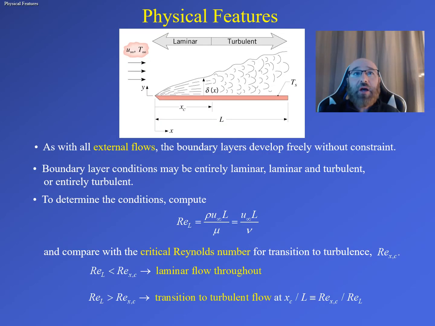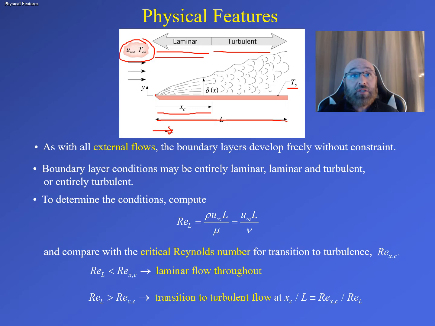So let's take a look now at our physical features. Looking at our diagram, on the left side we have our laminar flow, and on the right side our turbulent flow. We can see the total length of our plate is our L distance here, and we have our distance in our laminar region defined here as x sub c. This is all moving in our x direction from our reference point here at the end of our plate. We can also see we have our surface temperature T sub s, and over here our ambient temperature T sub infinity and our U sub infinity as well.